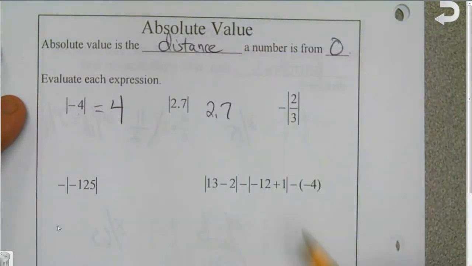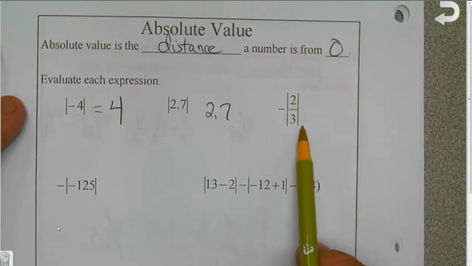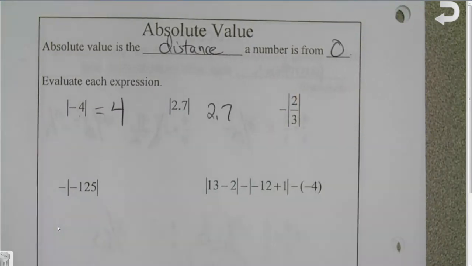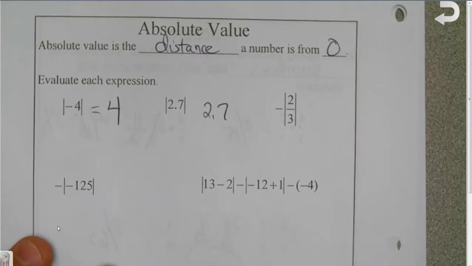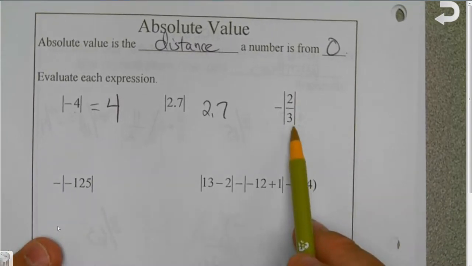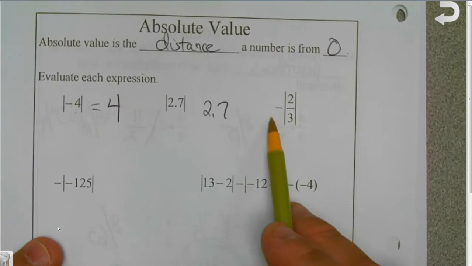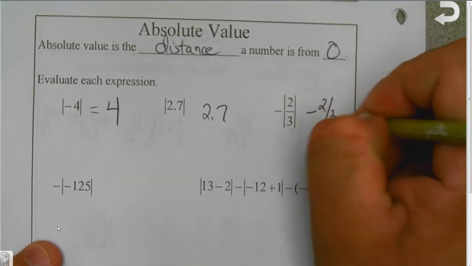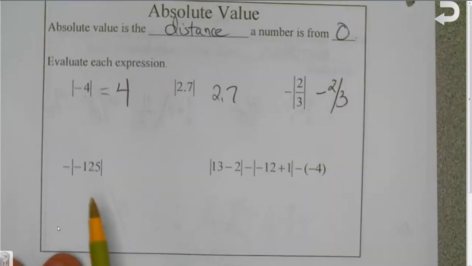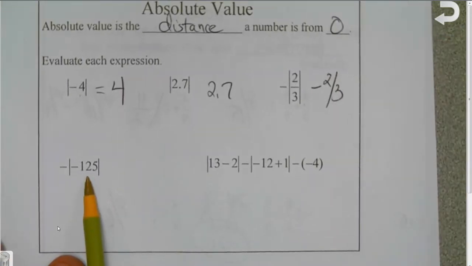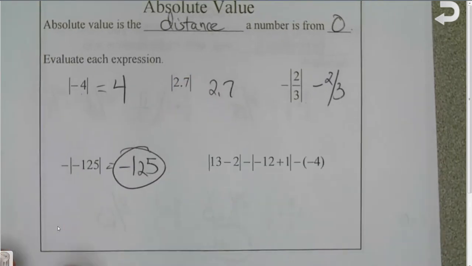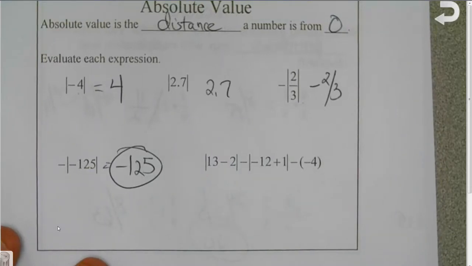Where it gets tricky is when you have a negative outside the absolute value. Because I'm sure you've always been told that absolute value cannot be negative. It's not true. The absolute value of 2/3 is 2/3. But the negative outside works the same way as parentheses. It has to stay. So even though the absolute value of negative 125 is 125, the answer is still going to be negative because of the negative outside of the absolute value.